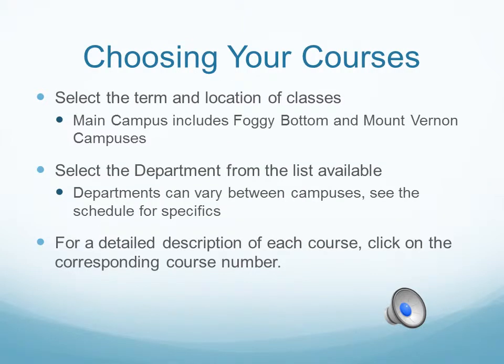You can now select the term and location of classes. For most students, you'll be selecting the term in which you'll be entering GW as a new student, and the location is main campus. Please note that both Foggy Bottom and Mount Vernon campuses are listed under the main campus location. You will then see a list of departments. A detailed description of each class is accessible by clicking on the corresponding course number of that class. These screens will be shown in the next couple of slides.